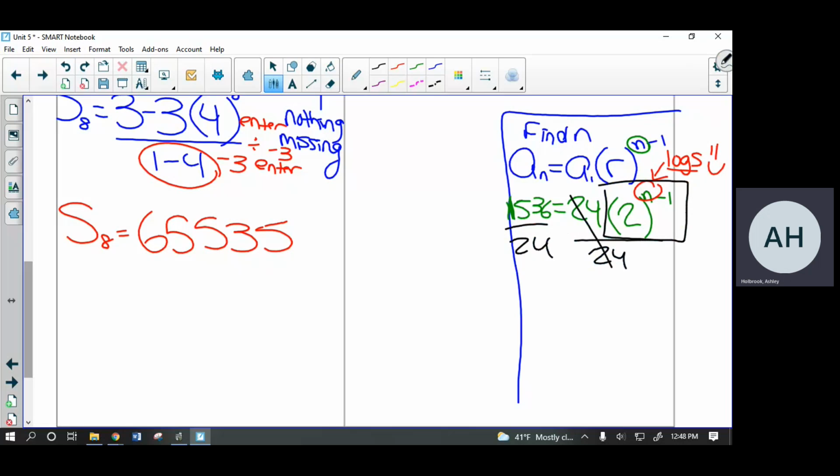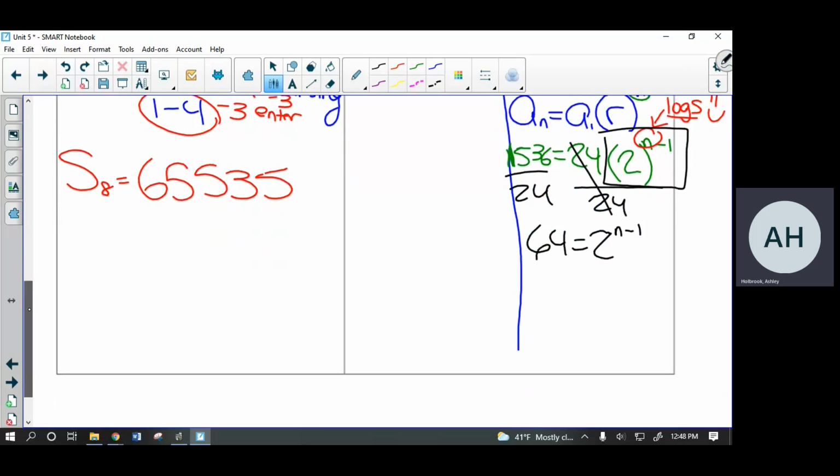1536 divided by 24 is 64. So I get that 64 is equal to 2 to the n minus 1. Now it's ready to take the log of both sides.